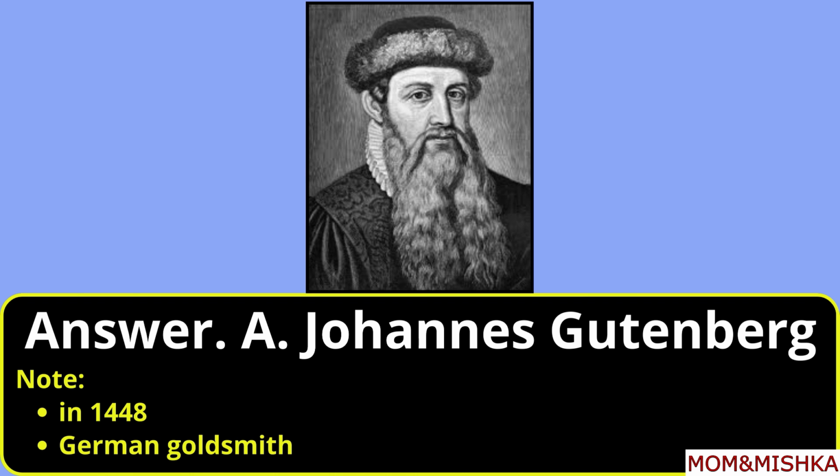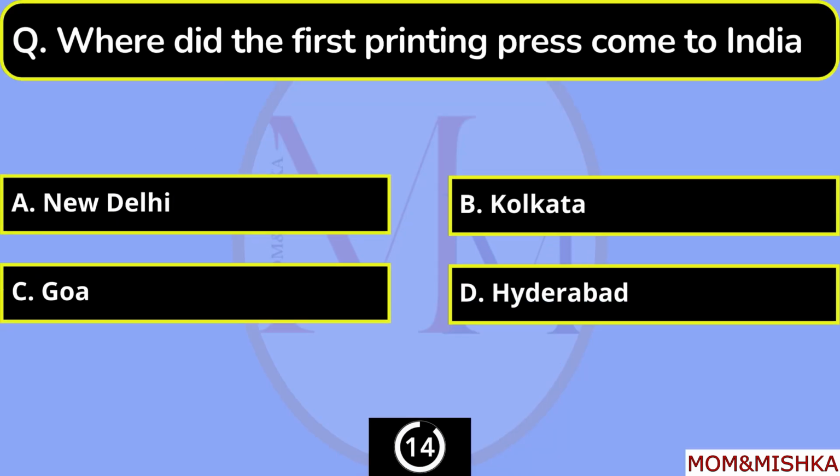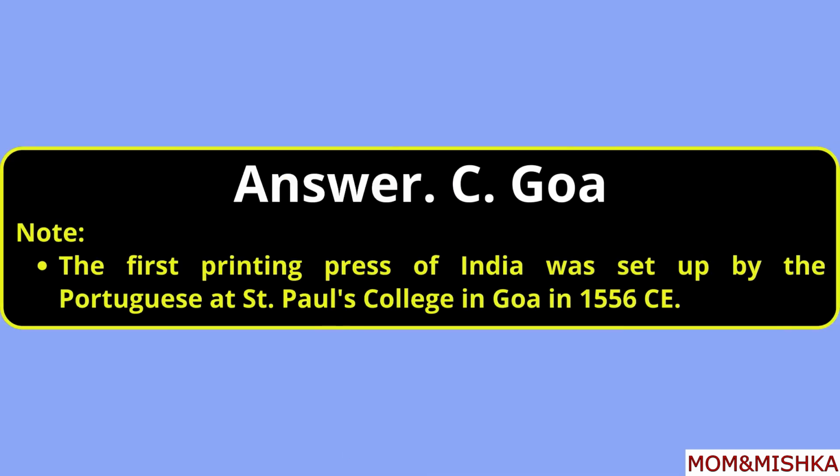He was a German goldsmith. Where did the first printing press come to India? In Goa, option C. The first printing press was set up by the Portuguese at St. Paul's College in Goa in 1556 CE.